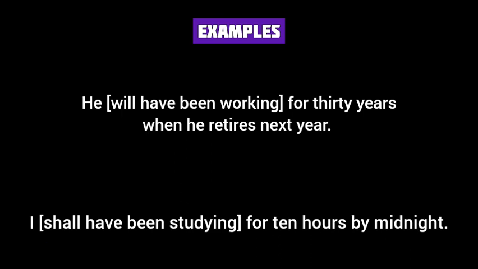It shows that by a certain point of time in the future, that is midnight, I shall complete 10 hours of continuous studying. So from these examples we understand that with future perfect continuous tense, two things are clearly mentioned. First, a certain time period for which the action continues, and a definite future time up to which it continues.